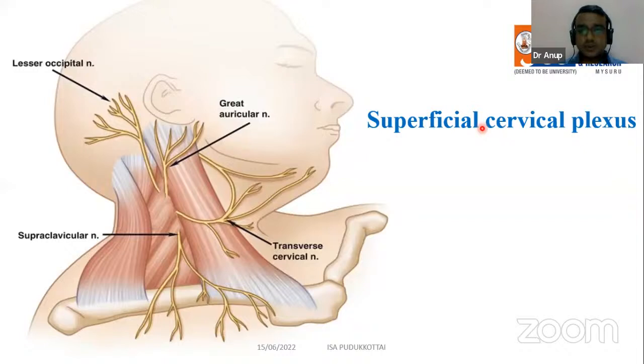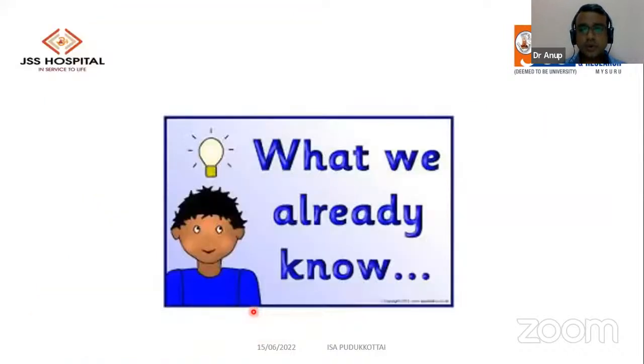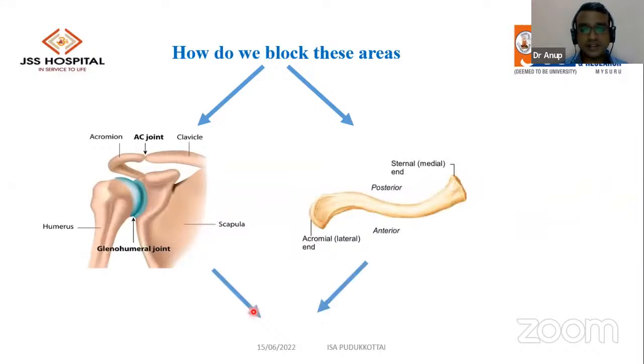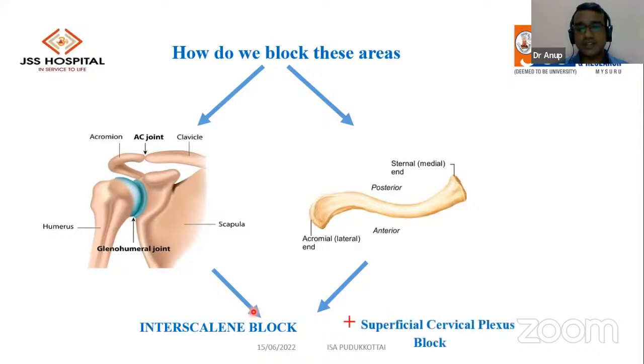So what is the superficial cervical plexus? Superficial cervical plexus is formed by C2, C3, and C4 anterior rami, and it gives rise to 3 branches: greater auricular and lesser occipital, transverse cervical, and supraclavicular nerves. So these are the nerves which supply the skin over the lateral 2/3 of the clavicle. So what do we already know? As Madam said, we already know how to block these areas, especially the shoulder and clavicle. It is through the interscalene block along with superficial cervical plexus block.